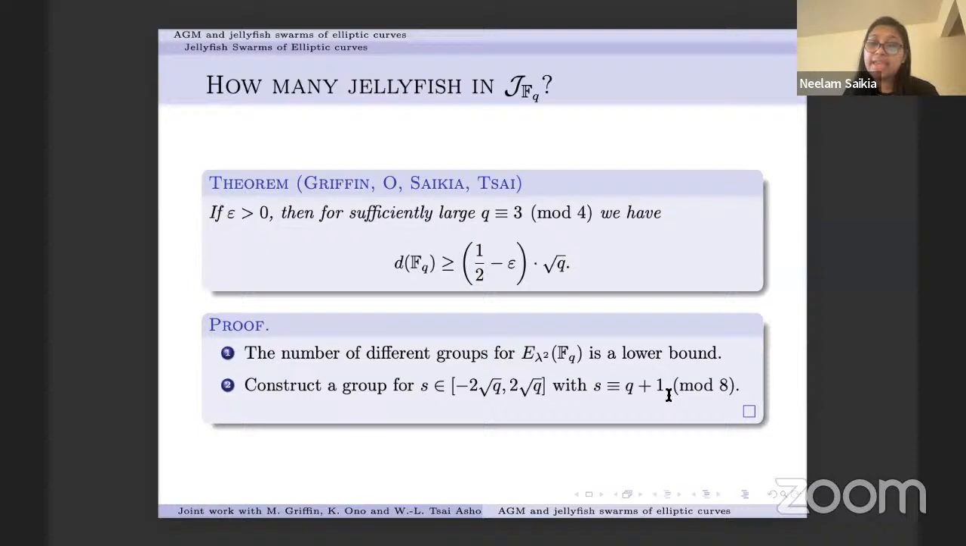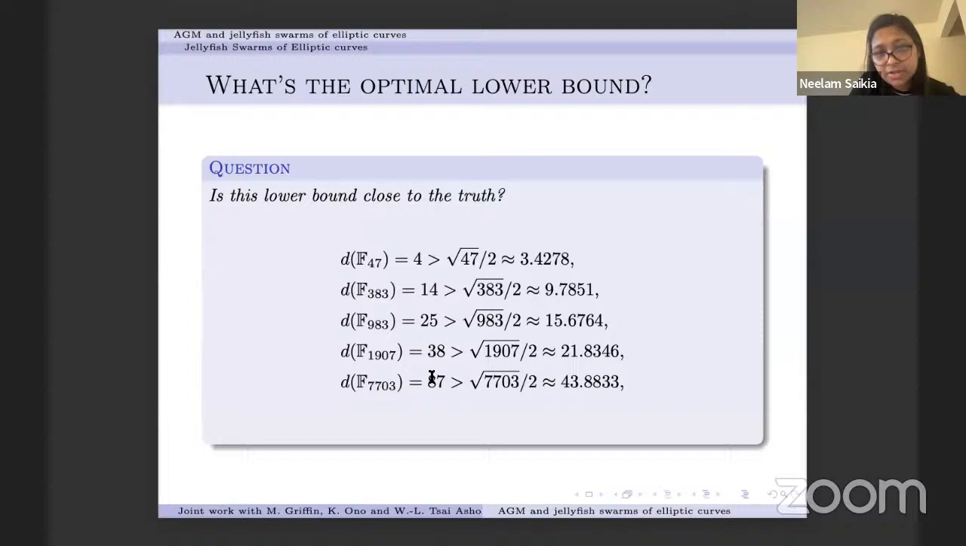I will quickly go on because I think I'm running out of time. It is not very difficult to get this bound, but however, this bound is not very effective. We will see from these examples, where we compute the number of jellyfish for these fields, that 87 is greater than this square root of q by 2, which is much greater than this.